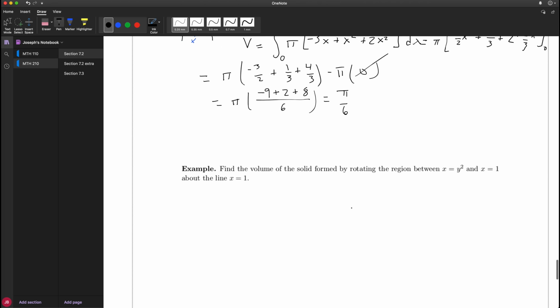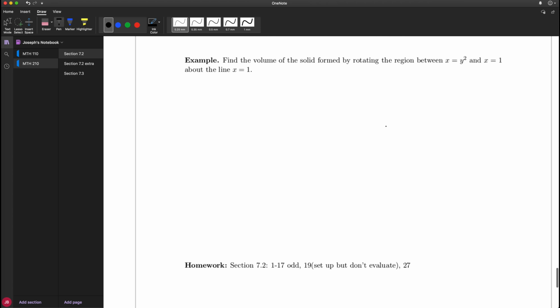So moving down here, we're now going to rotate about the line x equals 1. And this is actually a vertical line. So our functions need to be functions of y. So we need x equals a function of y. Yep. Okay, that is already checked out. So let's see if we can draw this. So what we're going to get is something that looks like this.